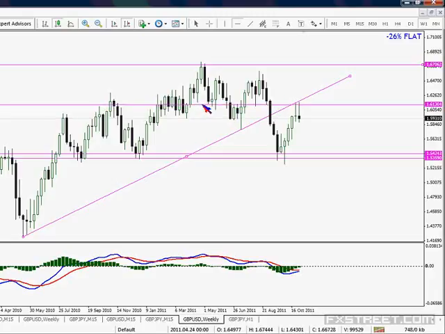I'm going to start with the top. I think I'm going to plot a resistance area here as well. It's going to be a larger area this time. You can see I'm trying to catch the tops, the top of the previous formations, these bottoms.